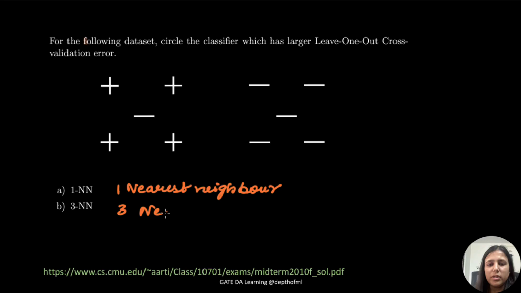So basically whenever you are labeling your test sample, here you will look at just one nearest sample, and here you will look at 3 nearest samples in your training data to give the label to that test sample. Okay, with this understanding, let's solve this question. I will draw this here. So this is your data, correct? So let's start with one nearest neighbor.